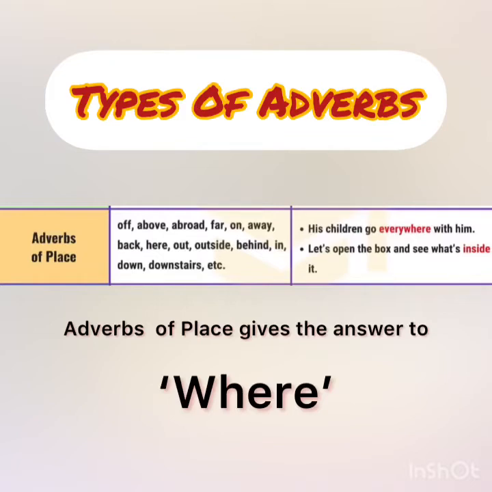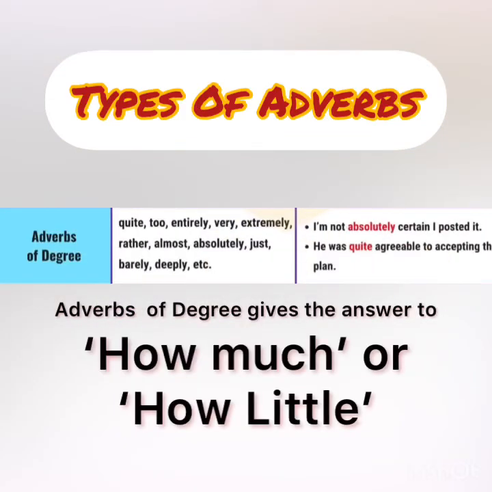Now, the next one is adverbs of degree. Adverbs of degree give the answer of how much or how little. They tell about the intensity of something, right? See the words used: quite, too, entirely, very, extremely, rather, almost, absolutely, just, barely, deeply, etc. See in the examples, I'm not absolutely certain I posted it.